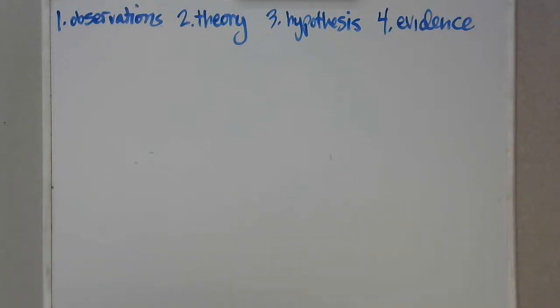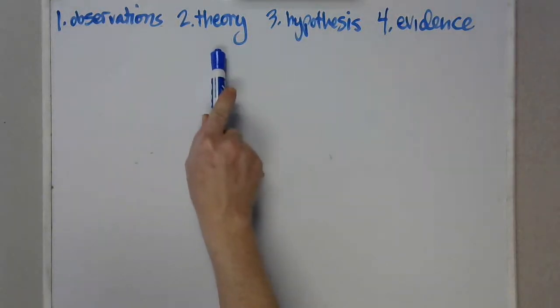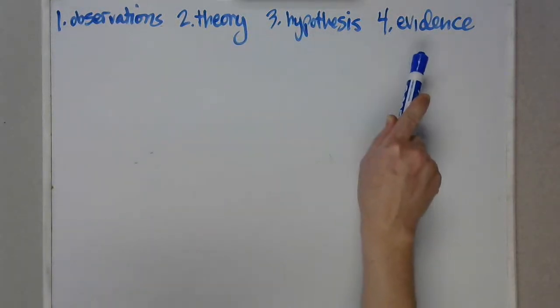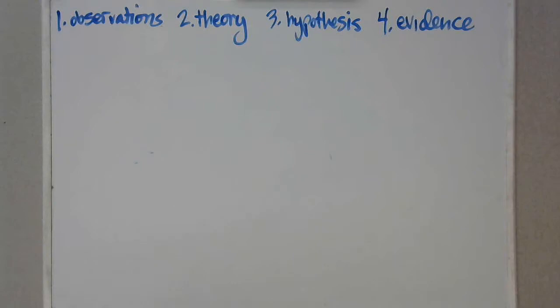Okay, the purpose of this video is to talk about some of the logic behind the scientific method, presenting it as a series of steps. I'm going to emphasize their arrangement in this order, starting with observation, then theory, then hypothesis that yields evidence. Now, this order may seem a little unusual to you.